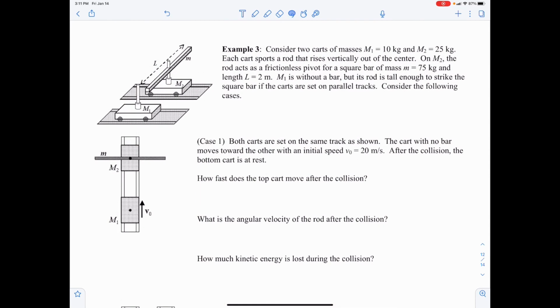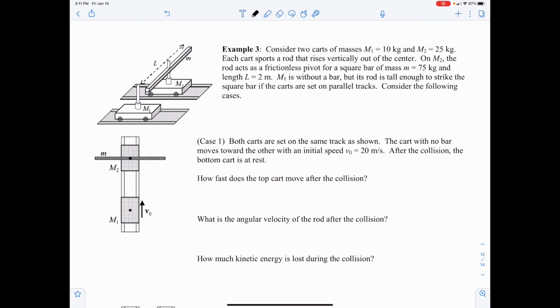Example 3. Consider two carts of mass m1 equals 10 kilograms and mass m2 equals 25 kilograms. Each cart sports a rod that rises vertically out of the center. On m2, the rod acts as a frictionless pivot for a bar of mass 75 kilograms and length 2 meters. M1 is without a bar, but its rod is tall enough to strike the bar if the carts are set on parallel tracks, as you see in the image to the left.